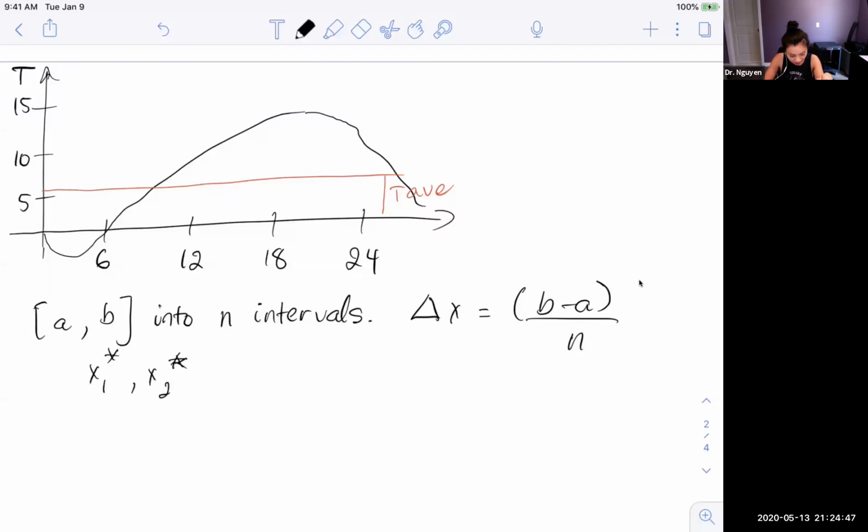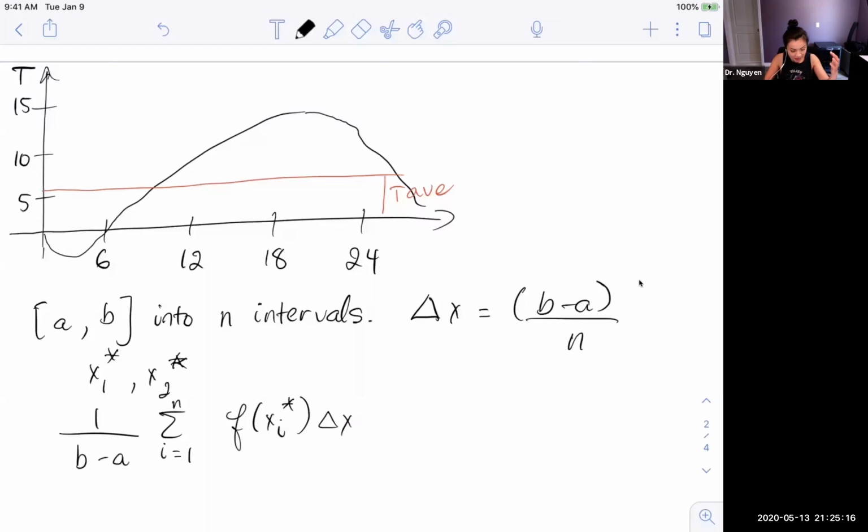Now, if you calculate it, of course, you're going to get the summation, right? So it's going to be like this. The summation of all of those subintervals, f of xi star delta x. Now, if you take the limit of that, you're going to get the average value of the function on the interval from a to b, right?